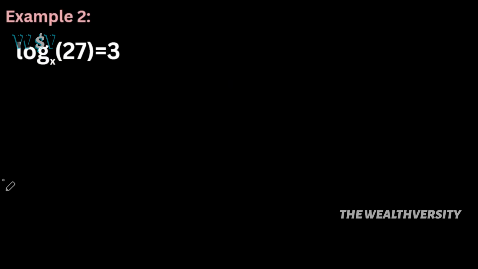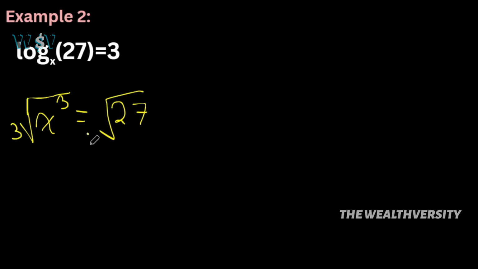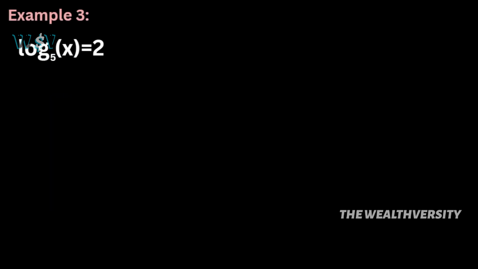We have log 27 with a base of x is equal to 3. Let's convert this to exponent form. So our base is x, our power is 3, and our result is 27. So we get x to the power of 3 is equal to 27. Now to find x, we have to cube root both sides, and we get that x is equal to 3. Moving on to example 3.